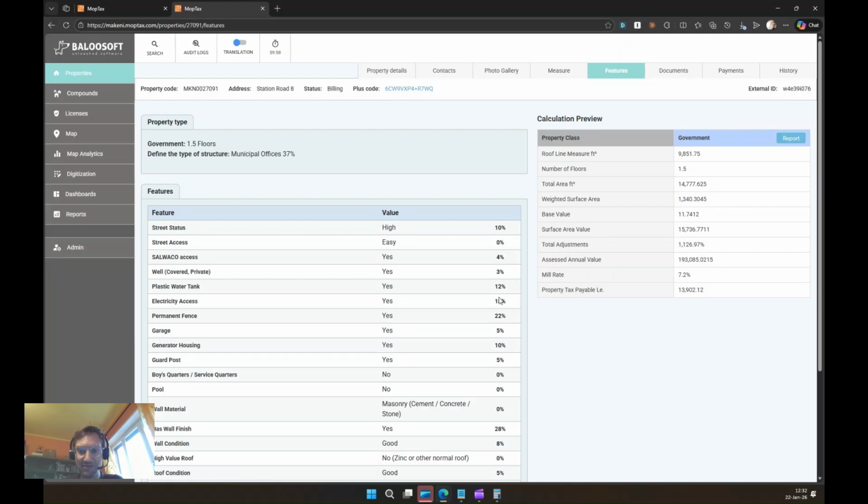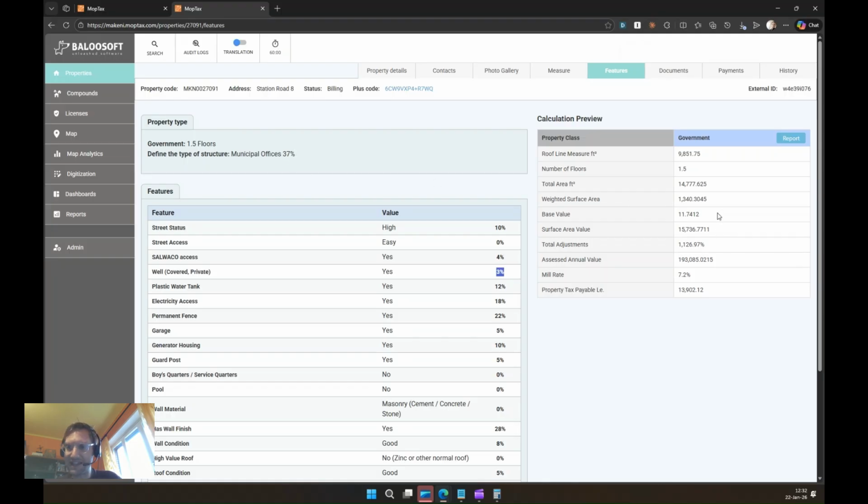Then we also had the feature weights. Those are located here. So for each of the different features of the property, the street status is high, that gives it a weight of 10. It has sawako access, that gives it a weight of 4. It has a covered well, that gives it a weight of 3. We have the structure type weight. There we see its structure type is classified as municipal offices. That gives it an additional structure type weight of 37%, so 37% more valuable than a property designed to be a dwelling.